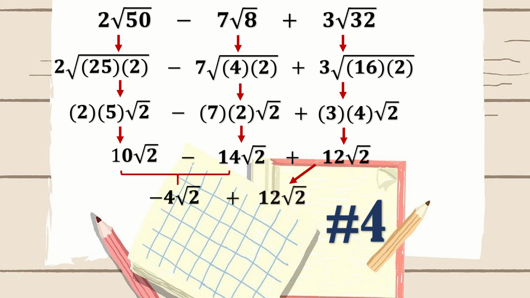Then, plus 12 square root of 2. Simplifying it again, negative 4 plus 12, it will be 8. Then copy their common radicand, which is square root of 2. For the final answer, we have 8 square root of 2.